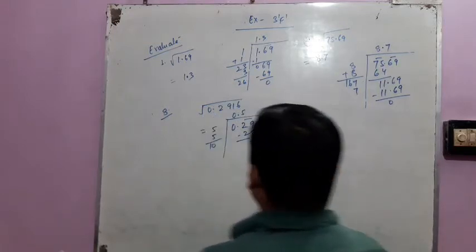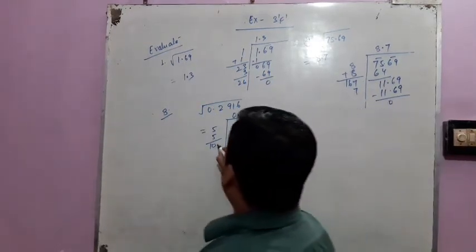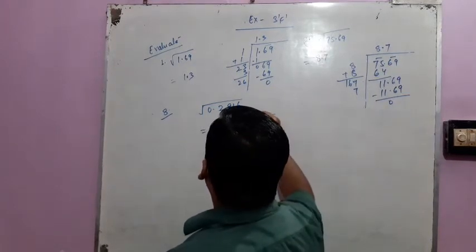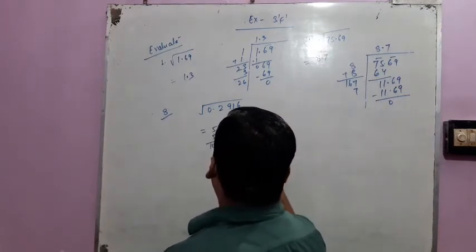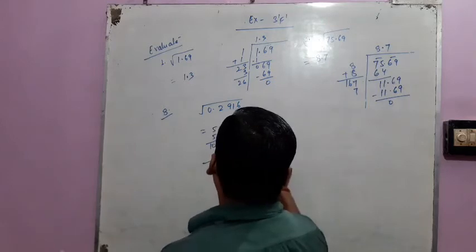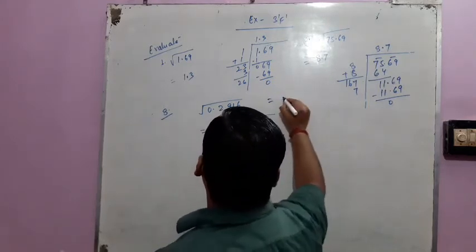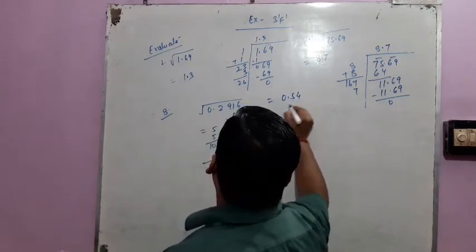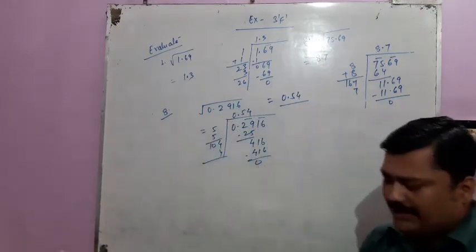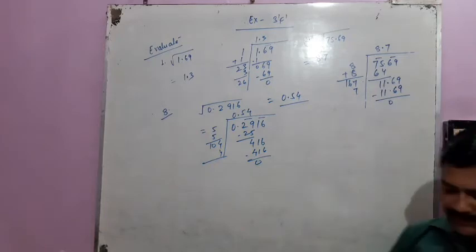Again we are taking 16. So by which number will we multiply to get 16? 4. Also we will write here 4. 144 is... 416. So the square root of 0.2916 is 0.54. Any confusion, student?